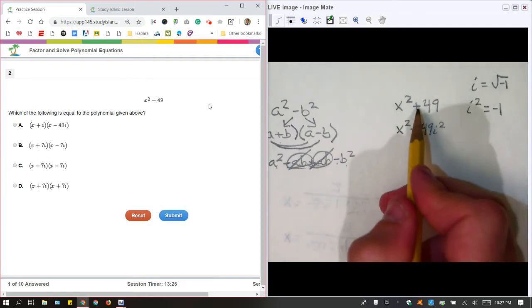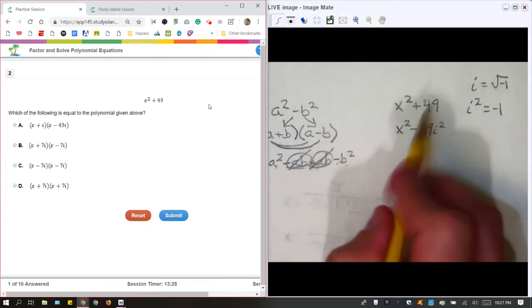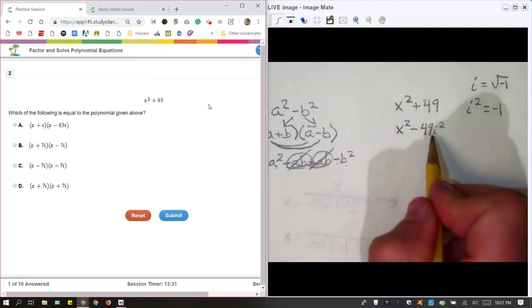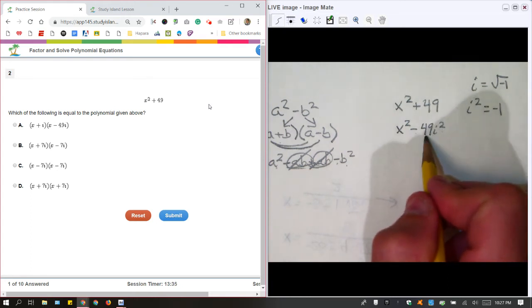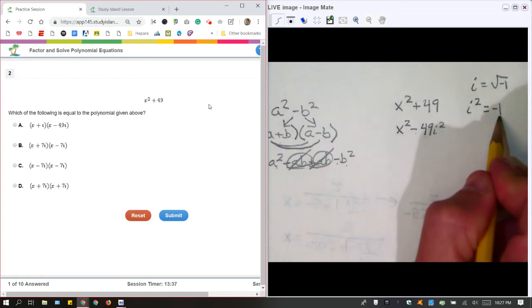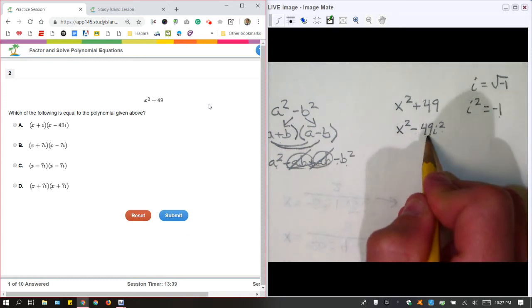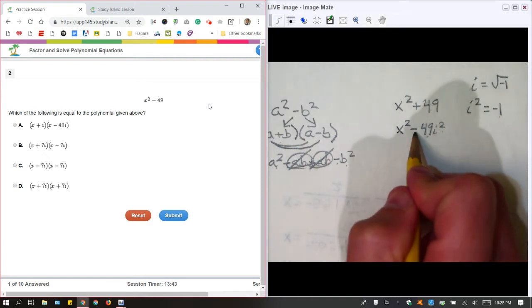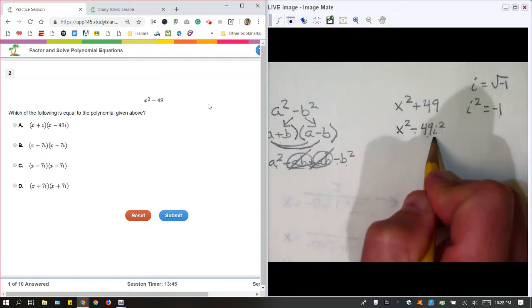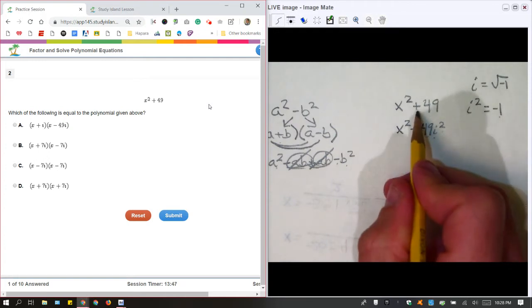Now let's look at what we just did there. I changed this from plus 49 to minus. Why was I allowed to do that? Because I'm multiplying 49 by i squared. Well, 49 times i squared is 49 times -1. 49 times -1 would just be -49. So I'm subtracting -49. And if you're subtracting a negative, that's just the same as adding.